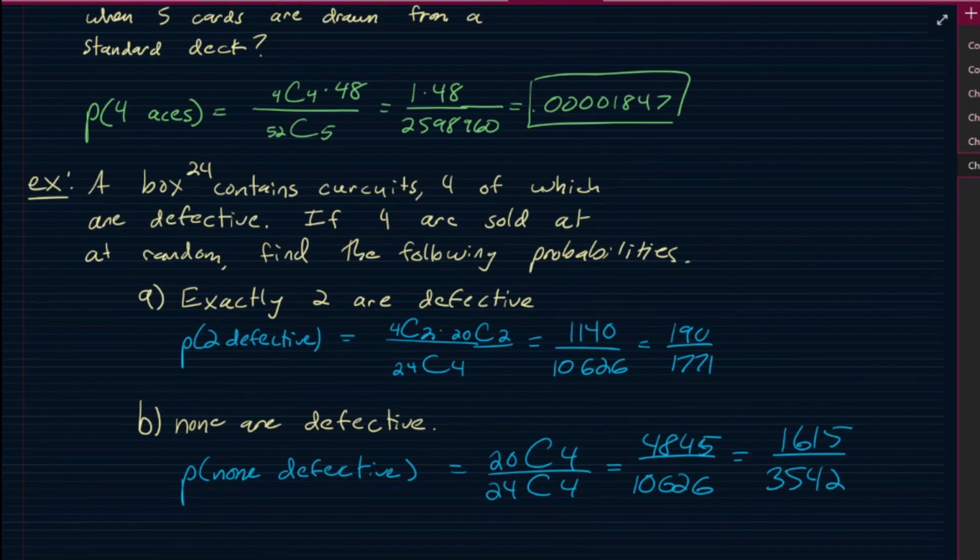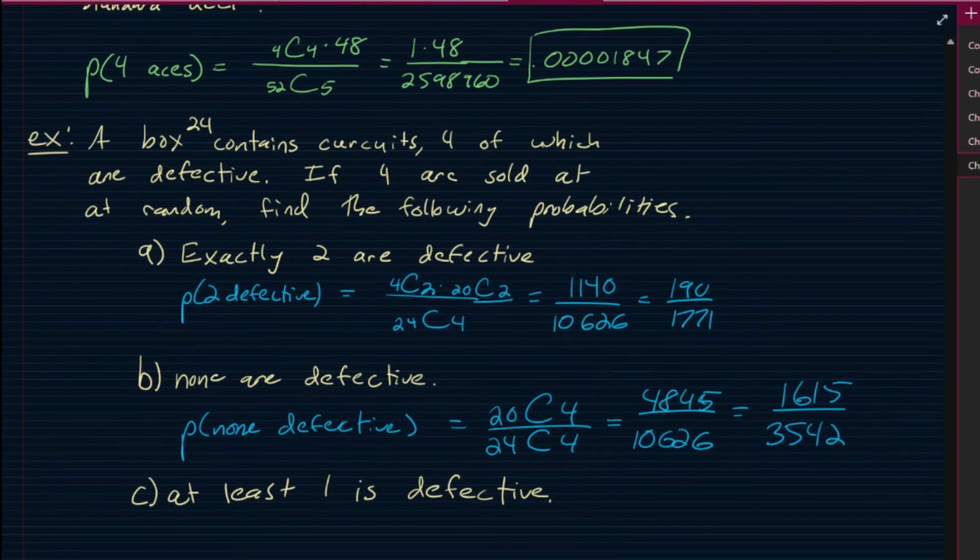How about the probability that at least 1 is defective? Well, remember, we've got that keyword there of at least 1. And in that case, we could use our complement principle, which is the probability of the event happening is 1 minus the probability of the event not happening. We're looking for the probability that we've got at least 1 defective. And in this case, our denominator is still the same. We've got 24 to choose from. We're choosing 4.